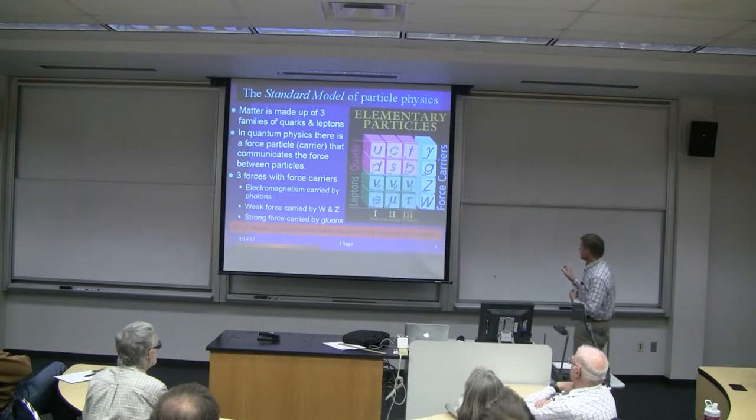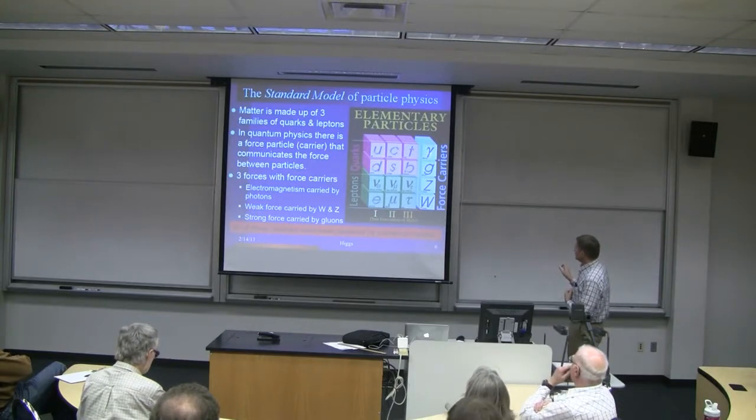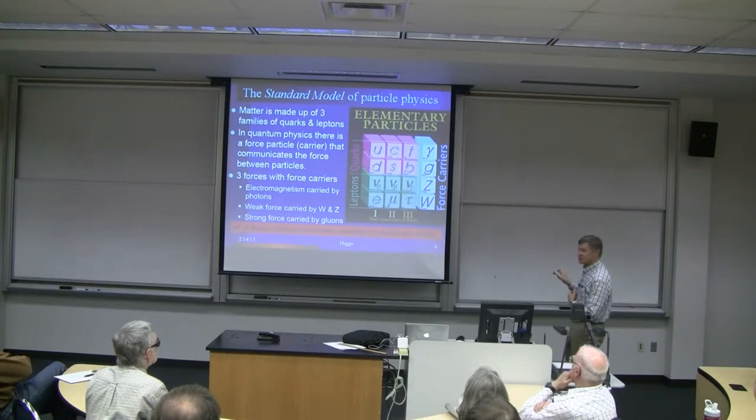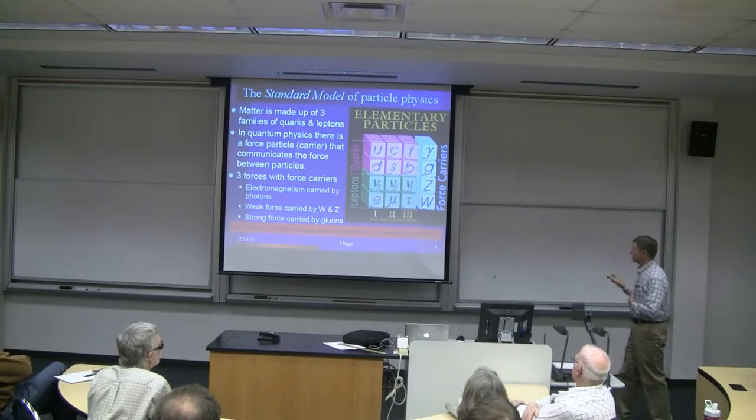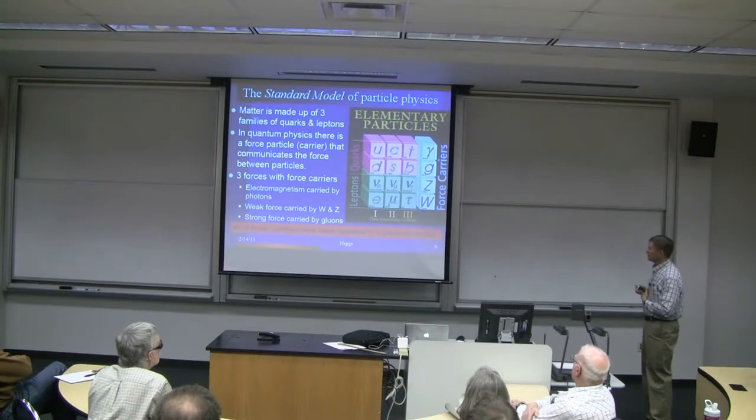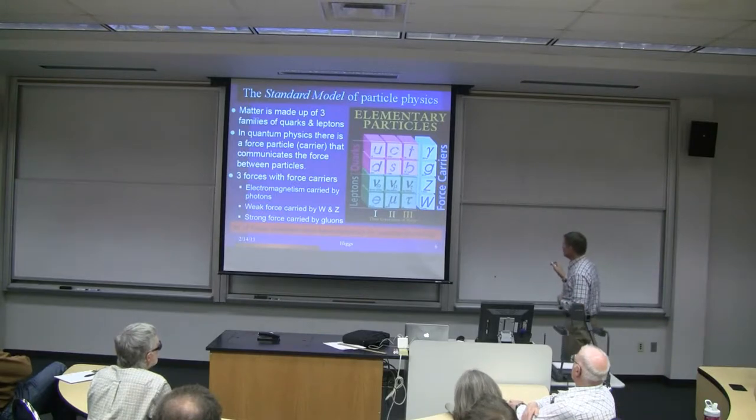So again, I want to talk about these force carriers. The photon is the electricity and magnetism force carrier. The Z and the W, this is a charged object. It's called the W boson, Z boson. These all have unit spin or zero spin. These are all fractionally, have half integer spin. But the Z and the photon can interact, and the G stands for gluon. That's the force carrier for the strong nuclear force.